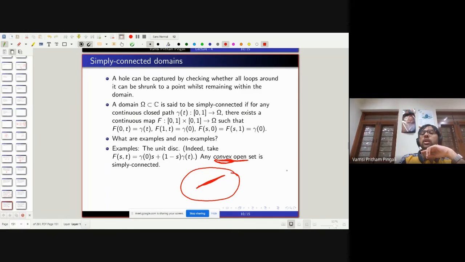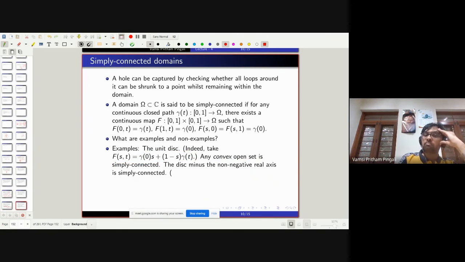So what's not an example of a convex set? Something that looks like this. Because if I take these 2 points and try to join them by means of a line, oops, I move out of the set. So this is not convex, but this is convex. So for any convex open set, you can write this same formula, because this is simply the line segment joining these 2 points, so it lies within this open set. So convex open sets are simply connected.